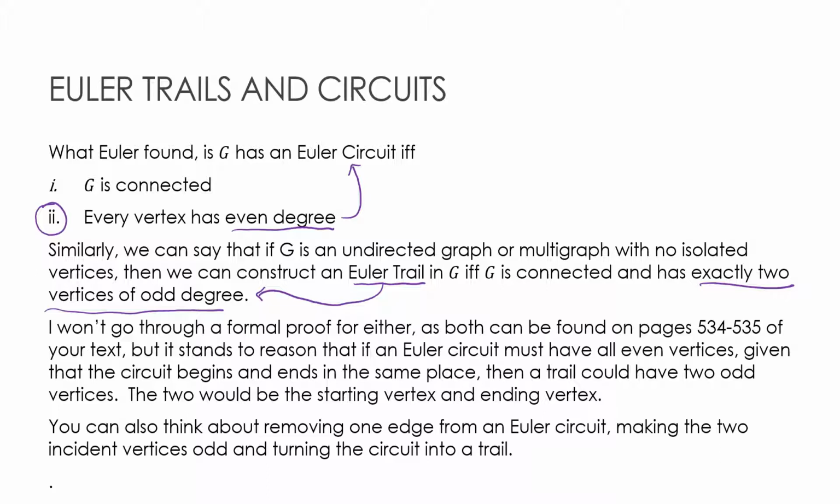There is a formal proof for each found in your textbook, pages 534 and 535, of Discrete and Combinatorial Mathematics, 5th edition by Grimaldi. But just reasoning through it, it certainly makes sense that we can take an Euler circuit and turn it into an Euler trail by essentially taking out one edge and then making the trail go from one of the odd vertices to the other odd vertex.